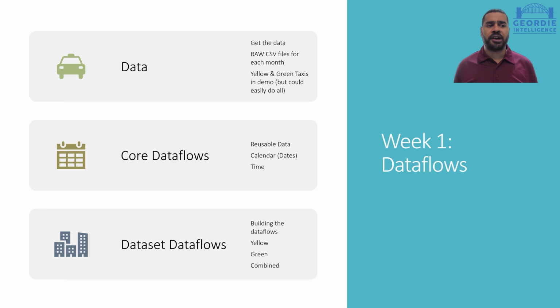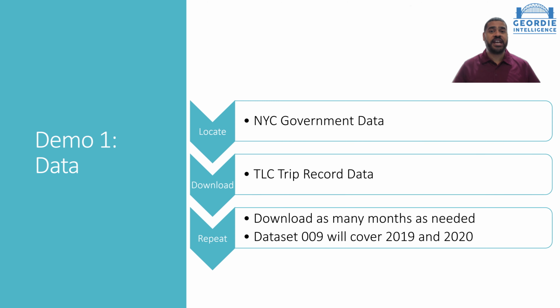And then lastly, we're going to look at the dataset dataflows. So what dataflows are we putting into the dataset? That'll be how we pull in the yellow and green and then combine them together. Okay, so where do we start?